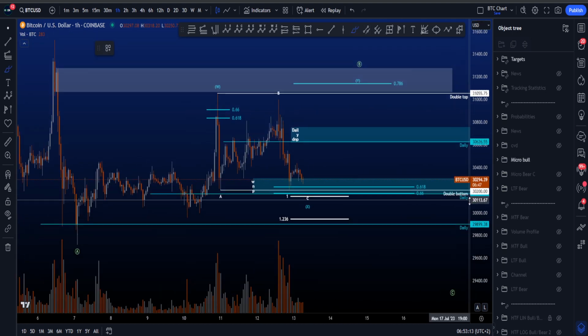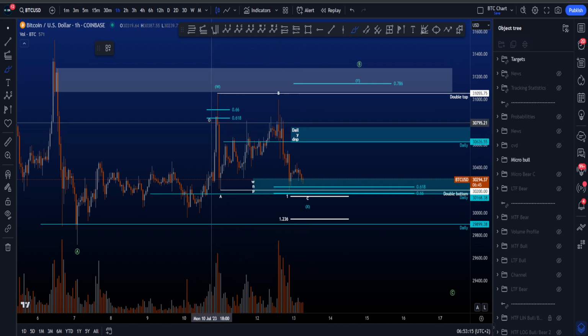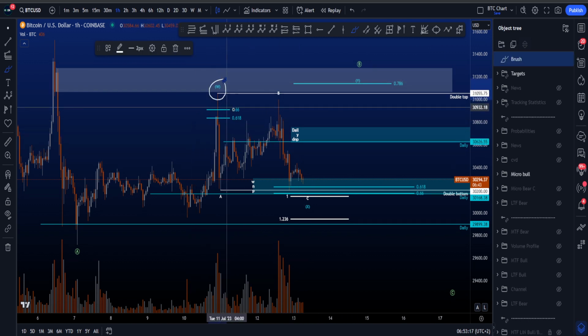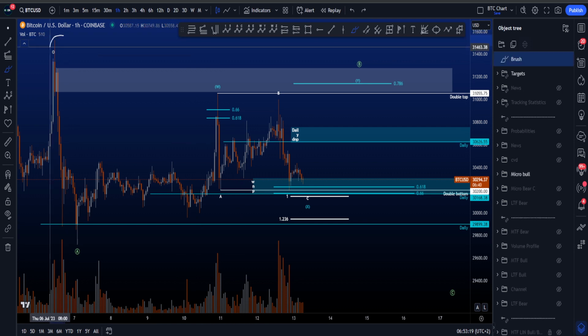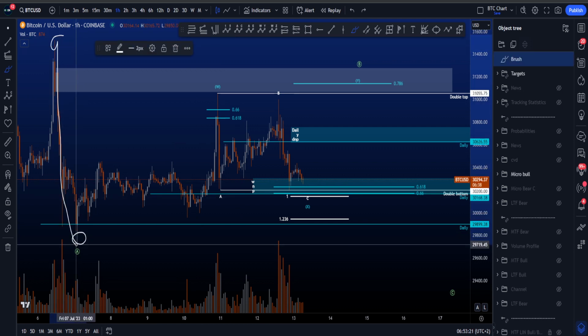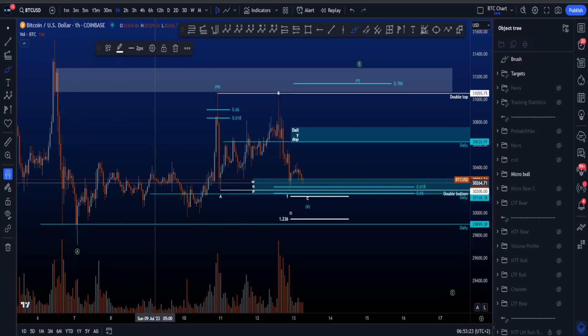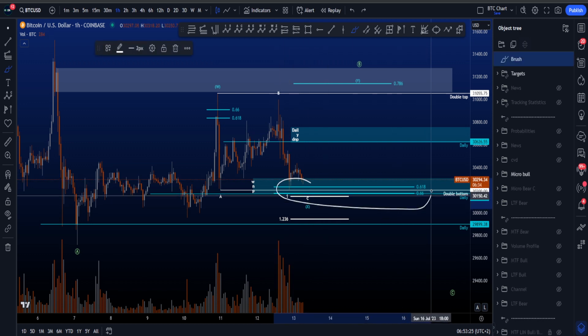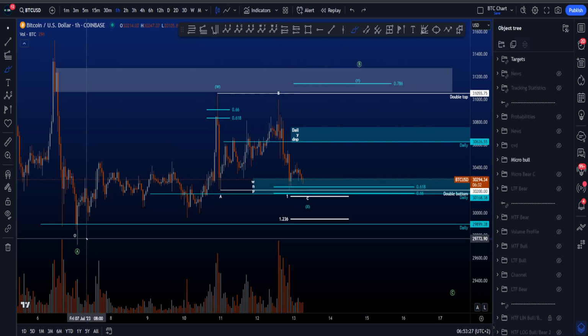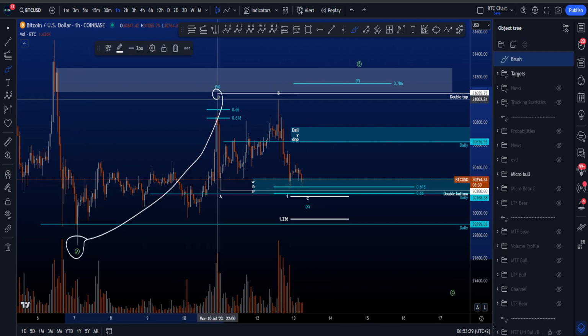Currently, what you can also see, and this is harmonic knowledge, is that wave W over here hit the golden pocket taken from the high to the low of this wave A. Interesting, because at the moment price over here is also hitting the golden pocket taken from the low of A to the high of W.